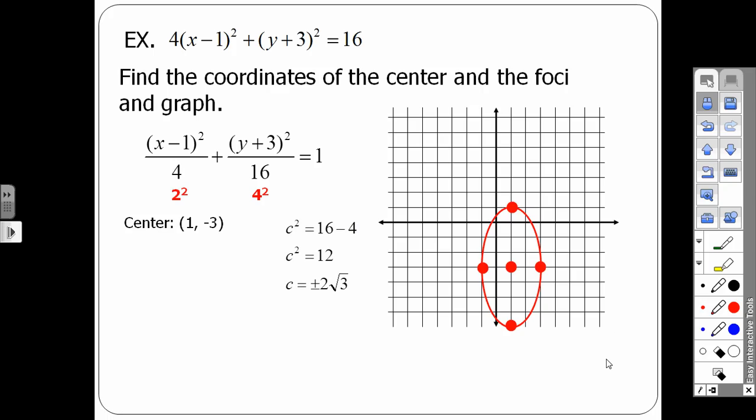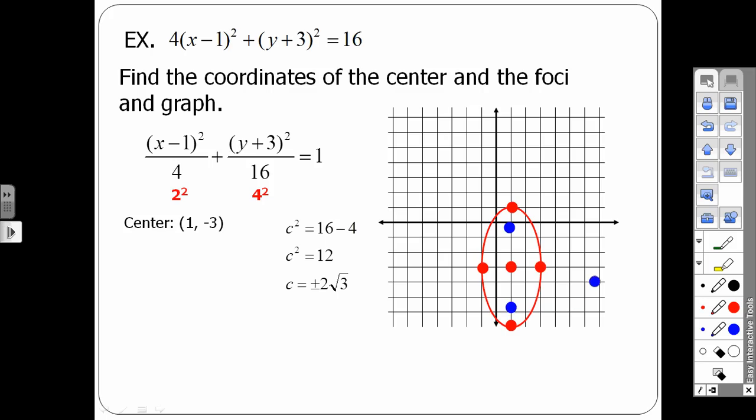So figuring out our foci, once again, you take 16 minus 4 and then take the square root of that, so plus or minus 2 root 3. Remember that we are going to add and subtract this to the y coordinate of our center because our y direction is the major axis. So our foci are going to be somewhere here and here.